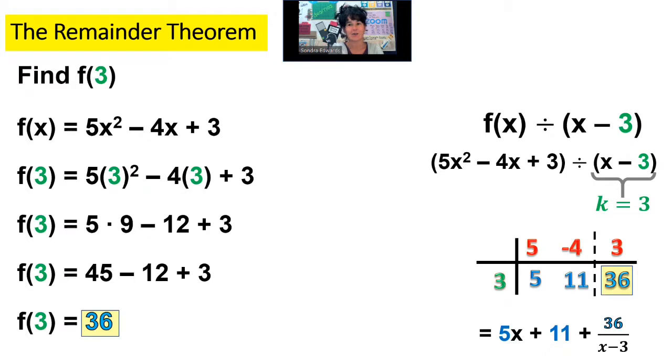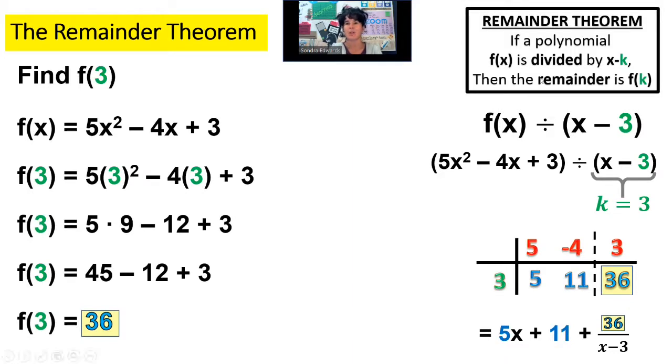All right, what just happened is the remainder theorem. So let me put that up here. Okay, so if we have a polynomial f of x, in this case we had 5x squared minus 4x plus 3. If you were to divide it by x minus k, so x minus 3, rather than doing all of this division, what you could do is substitute k into the function. So my k was 3. If I plug that in over there, then you're going to get the remainder without doing all of the division.